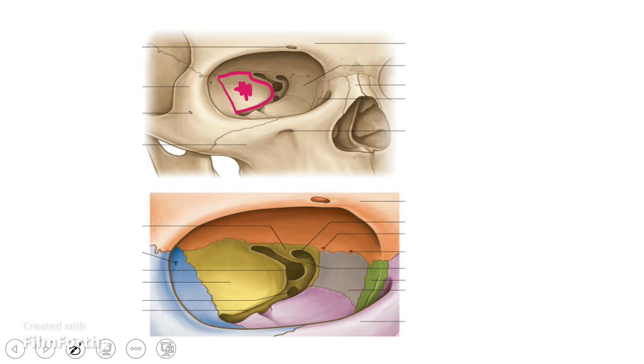So with this we end, but I will leave you with a question. You have to identify the muscle and the bone which is marked over here, and give the answers in the comment section. So that's all for today.